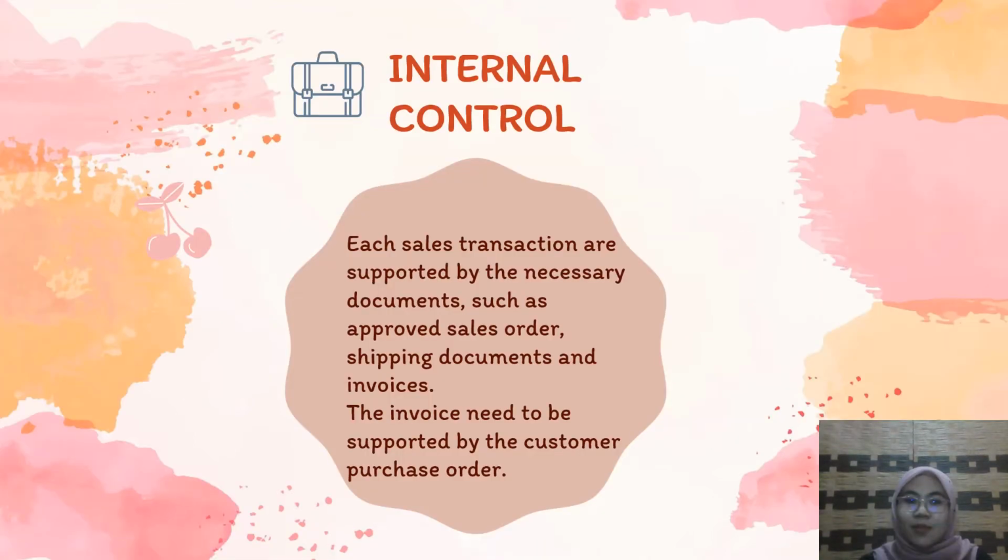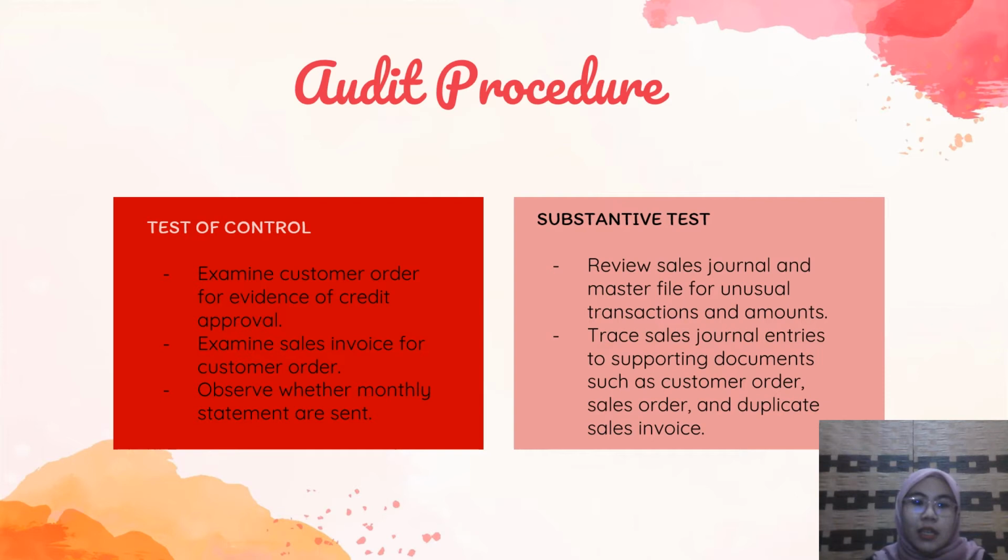For the internal control, the management needs to make sure each sales transaction is supported by the necessary documents such as approved sales order, shipping documents, and invoice. The invoice needs to be supported by the customer purchase order. As you can see, there are tests of control and substantive tests for audit procedure. For test of control, the auditor needs to examine customer order for evidence of credit approval.